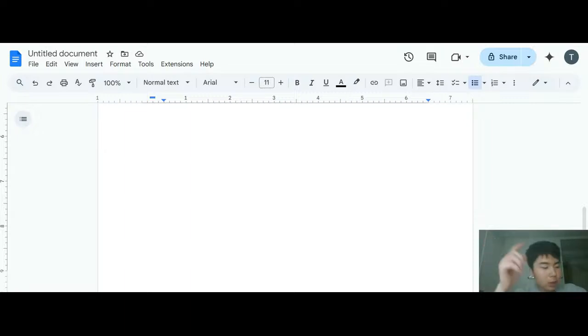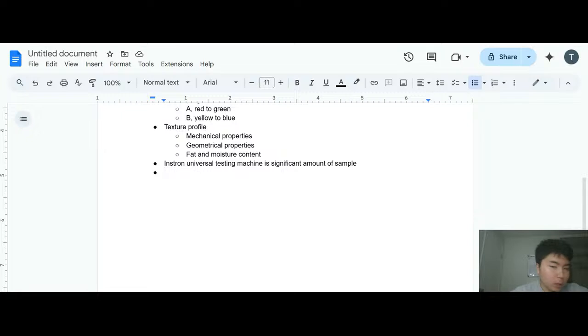Color, go with an instrument. Texture, mouthfeel, it is both. Flavor, most often sensory, descriptive analysis mostly. Okay, gotcha. This one is the lecture 10 contents.